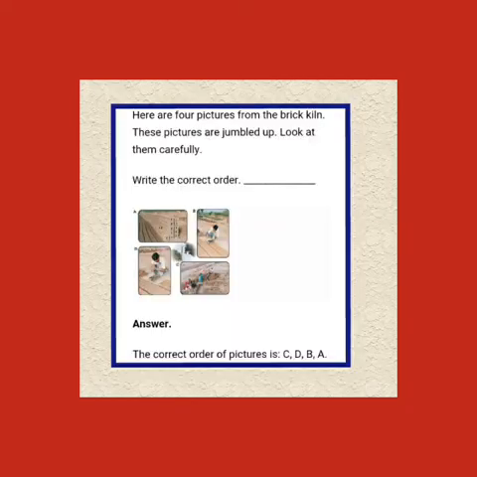Students, here are 4 pictures from the brick kiln. These pictures are jumbled up. Look at them carefully and write the correct order. I have written the correct order of pictures. See here. First one is C, second one is D, third one is B and fourth one is A. Before writing, discuss with your parents. Afterwards, write the correct answer.